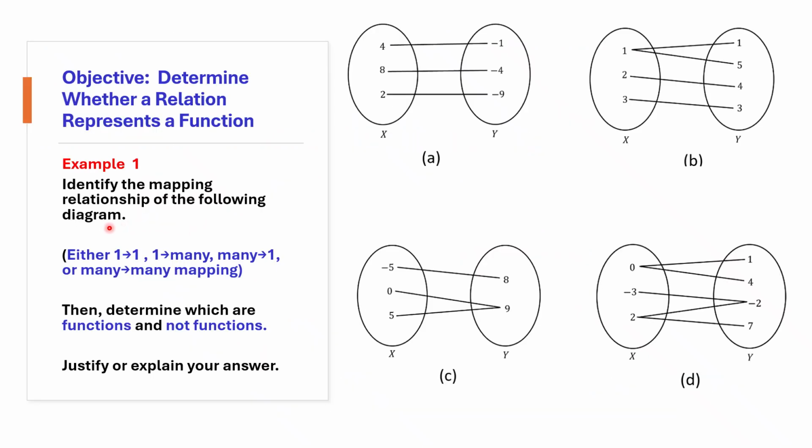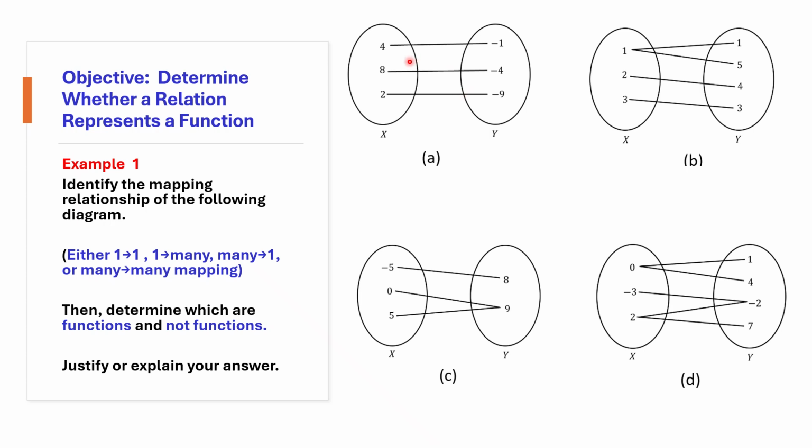In this example, we will identify the mapping relationship of the following diagrams. Either the diagram is a one-to-one mapping, one-to-many, many-to-one, or many-to-many mapping. Then we will determine which are functions or not functions and justify or explain the answer. If you look at diagrams A, B, C, and D, we can see that all of them have relations. Set X has a relationship with set Y, and the same goes for diagrams B, C, and D. So let's identify the mapping on diagram A.